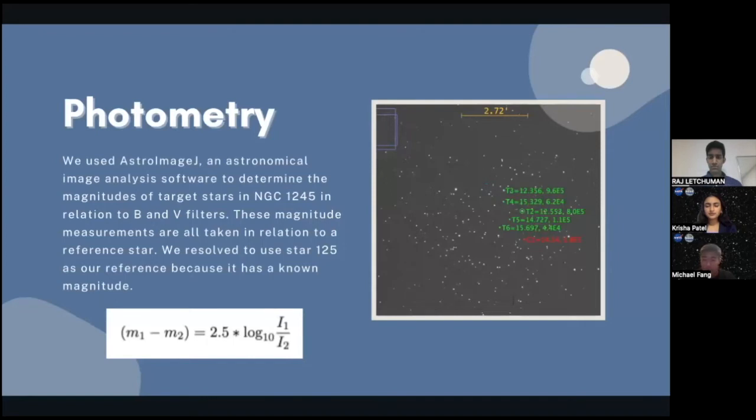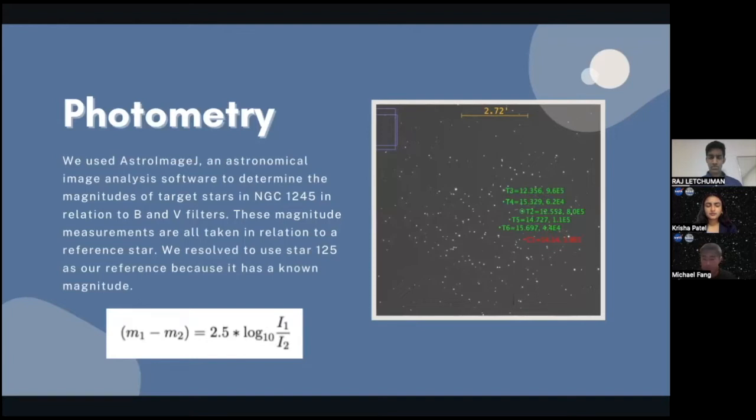Next, photometry. Photometry is basically what we did our entire internship. It's the science of measuring light in relation to the observed brightness as opposed to the actual brightness of the star. So we used AstroImageJ, which is an astronomical image analysis software, to determine the magnitudes of target stars in NGC 1245 in relation to B and V filters. The magnitude of target stars is just their brightness. It's a measure of brightness, and we took their apparent magnitude, which is the measure from a human eye or from a telescope from Earth.